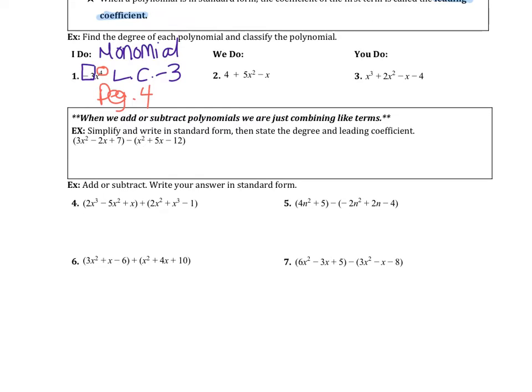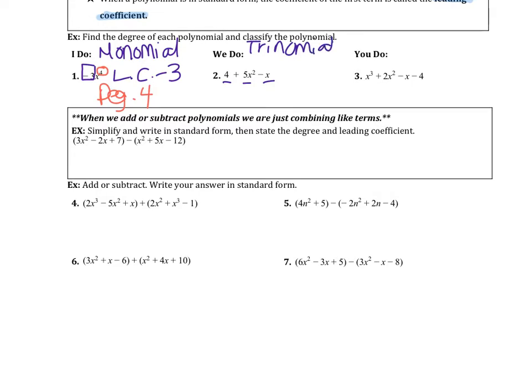Okay, let's look at number 2. Number 2 is not currently in standard form, and I can tell that it's not currently in standard form because standard form means that the highest exponent comes first. So if I look at each of those terms, 1, 2, 3, and because there are 3 terms, I can categorize this right now as a trinomial.